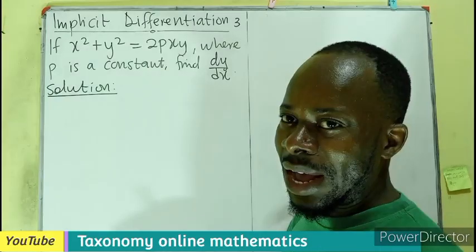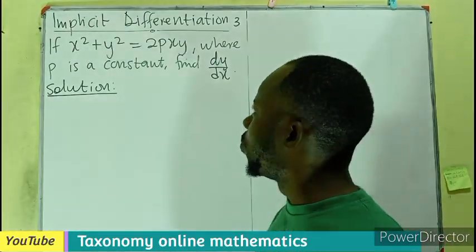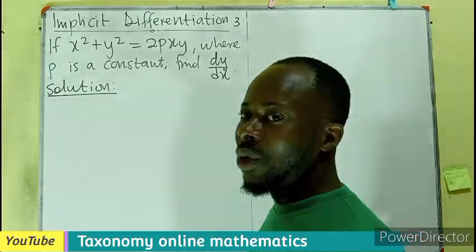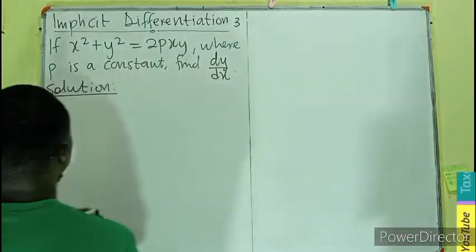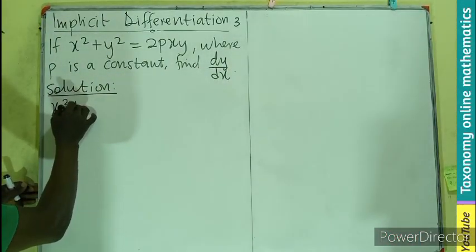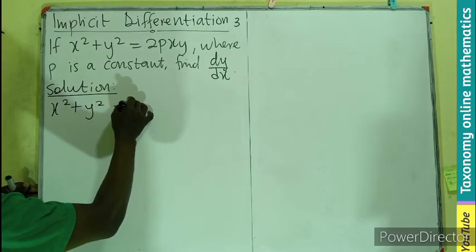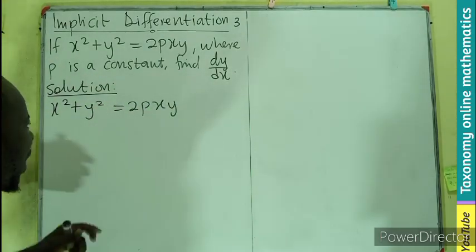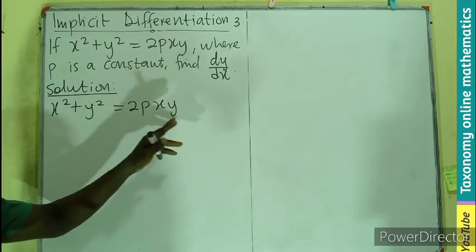Episode number 3 of implicit differentiation. Here, if x squared plus y squared equals 2pxy, where p is a constant, we have to find dy/dx. So let's not waste time on this. Following our discussion from the first 2 episodes, we have to differentiate each of the terms separately.